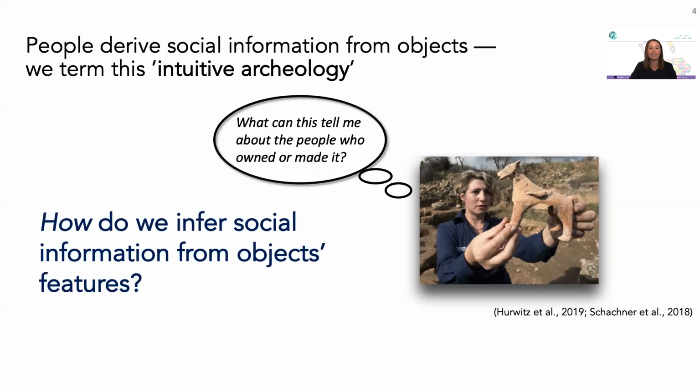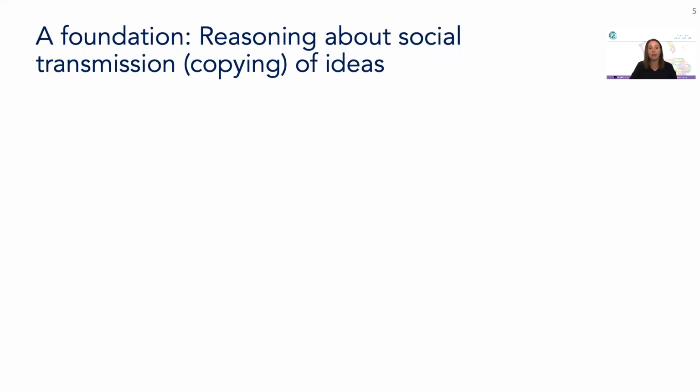But the question is, how do we do this? What cognitive processes do we use to infer social information from objects' features? To understand this domain, we're going to begin by characterizing how people detect social transmission or copying of design ideas. This is because copying detection serves as a foundation for this domain, in that depending on whether the design is copied or not, it will license different inferences.